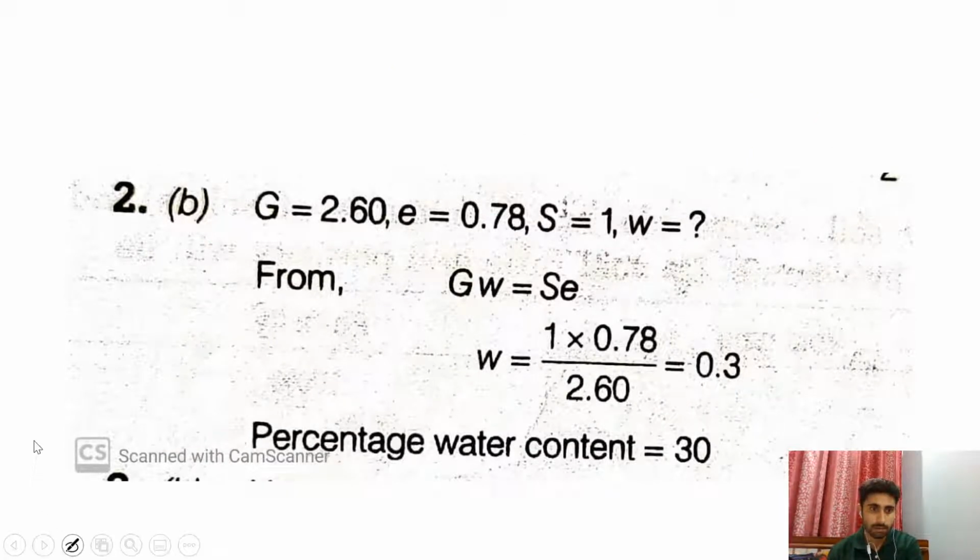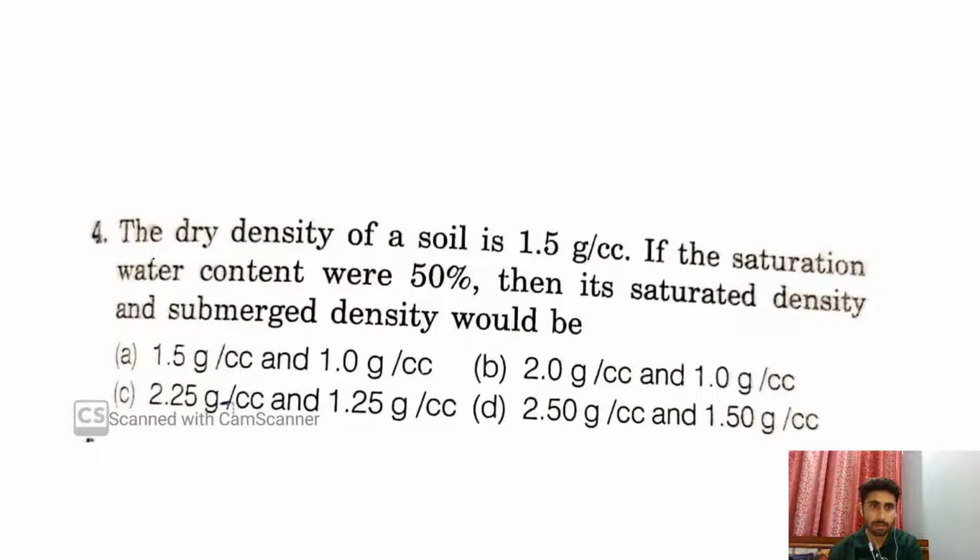What they have done here, see, W is equal to S e upon G, with S equal to 1 and G equal to 2.60. When we divide, we will get 0.3, which when converted to percentage is 30. Let's go for another question.